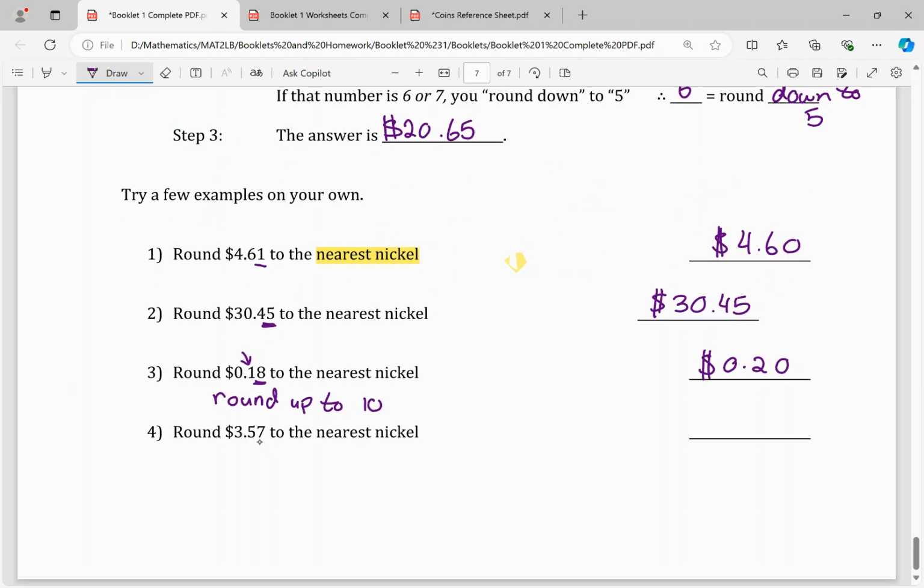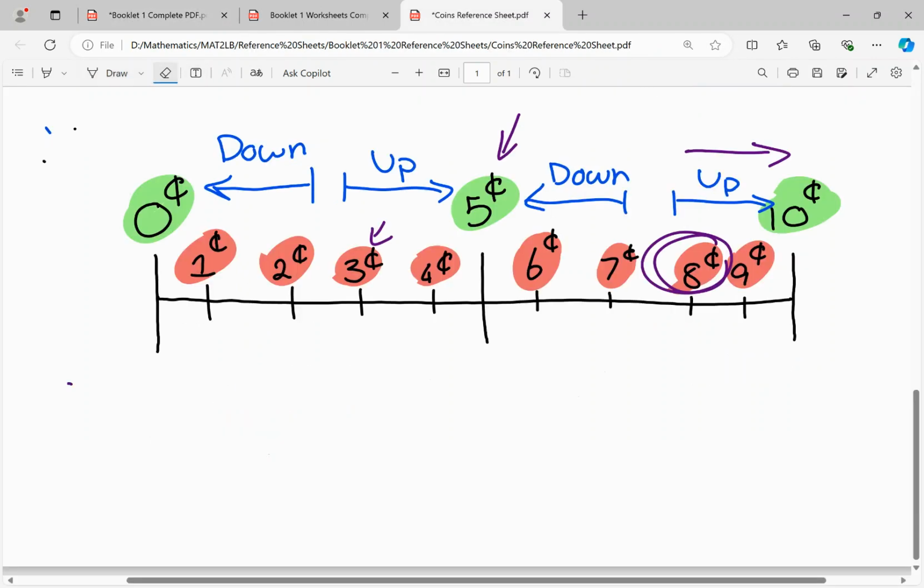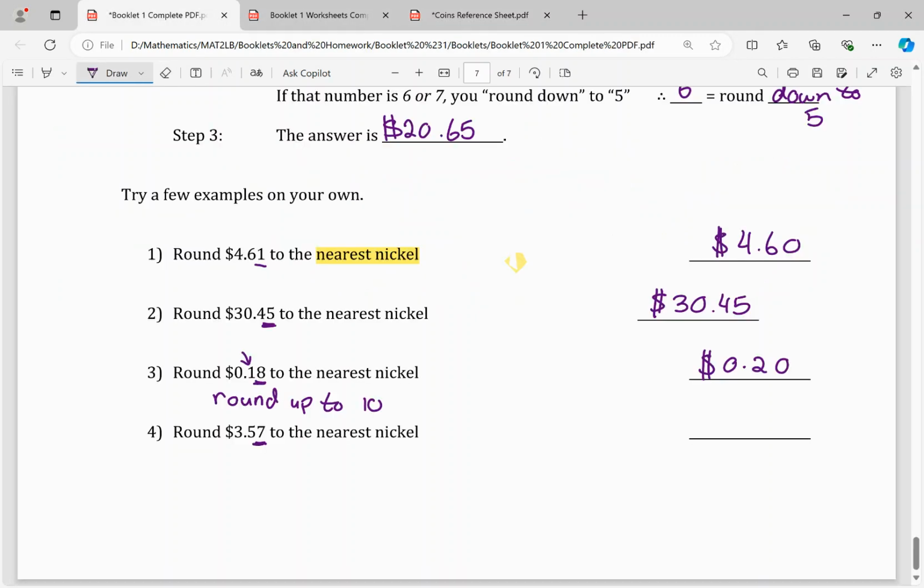Final question, $3.57. We take a look at this 7. Here it is on our chart. Now, when we have a 7, we are going to round down to 5. So, what's that going to look like? All we need to do is turn that 7 into a 5, $3.55.